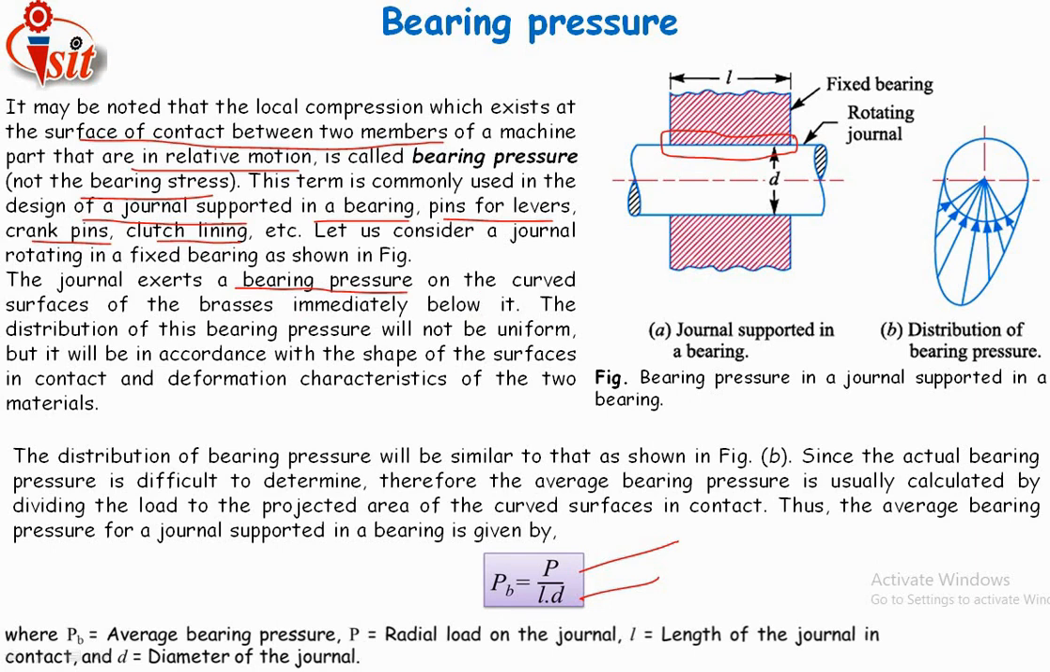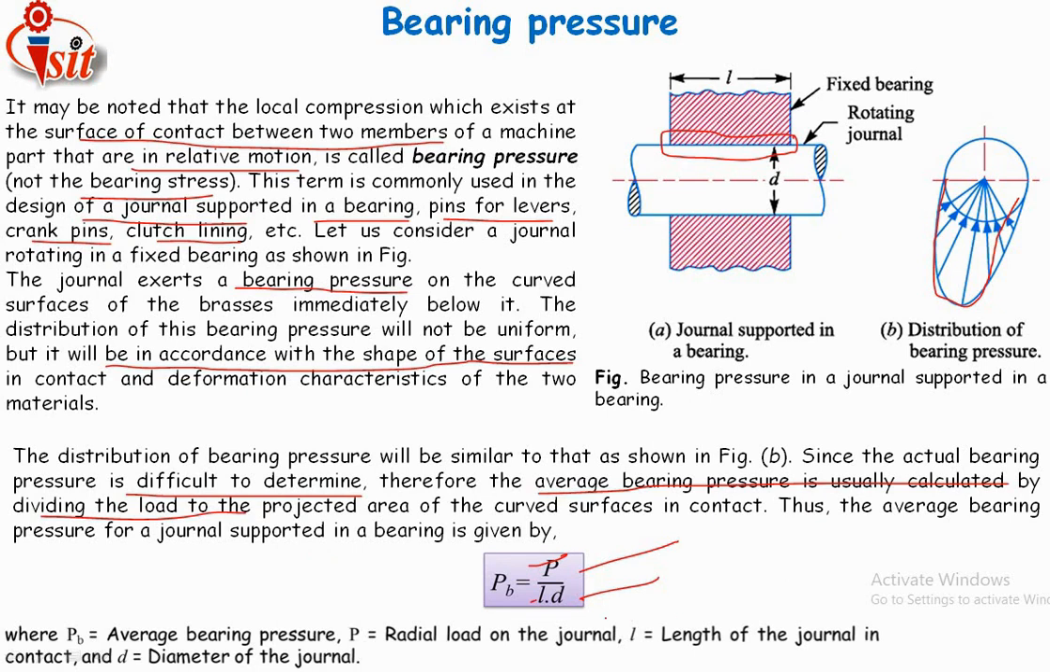Now this is the distribution of bearing pressure on the surface. The distribution of this bearing pressure will not be uniform as seen in the diagram, but it will be in accordance with the shape of the surfaces in contact and the deformation characteristics of the two materials. The distribution of bearing pressure will be similar to that shown in diagram B. Since the actual bearing pressure is difficult to determine, the average bearing pressure is usually calculated by dividing the load by the projected area.